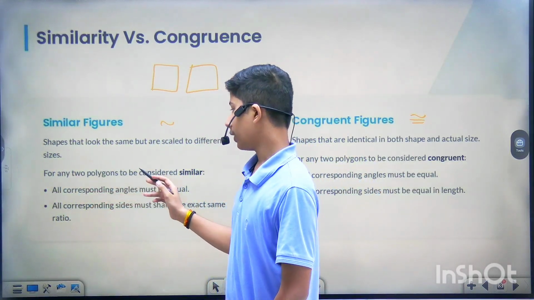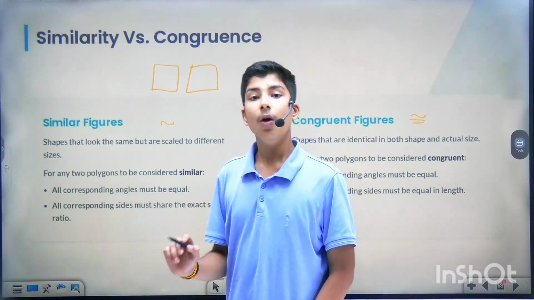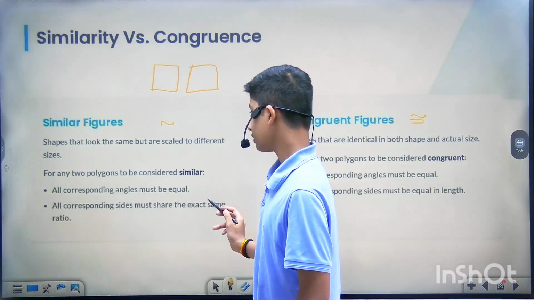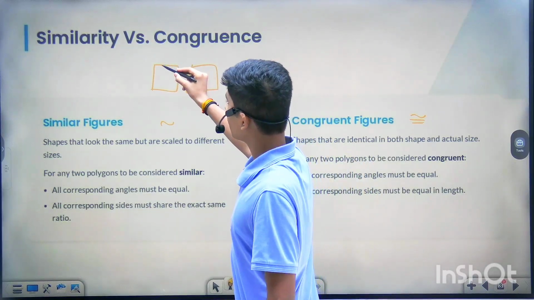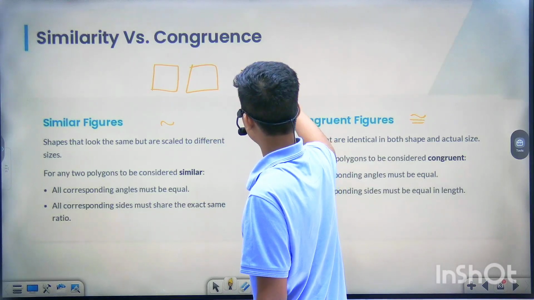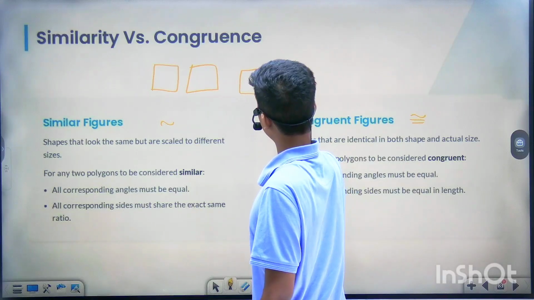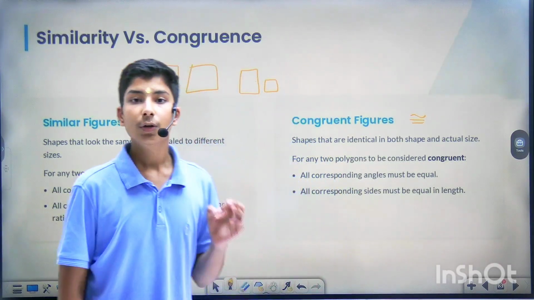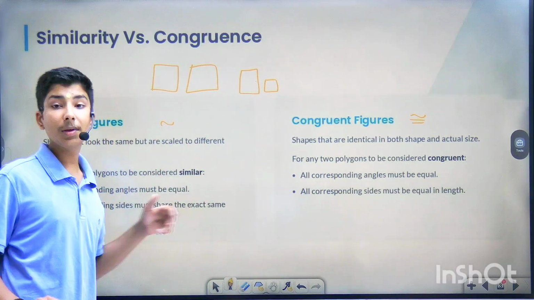For any two polygons to be considered similar, all corresponding angles must be equal. See, all angles must be equal to each other and all corresponding sides must share the exact same ratio. The ratio of the sides means, if I take this one is big and this one is small, the ratio of this side to this side, this side to this side, and this to this side must be the same to say that these two figures are similar to each other.